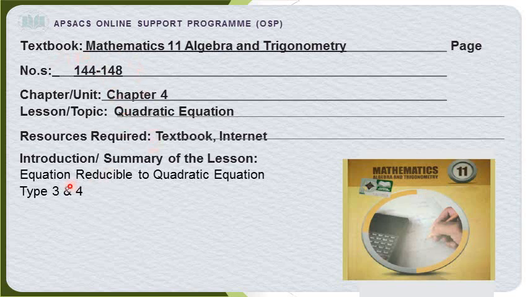Today the topic is equations reducible to the quadratic equation, which is a continuation of the previous lecture. But in this lecture you will learn type number 3 and type number 4. In the previous lecture you learned type 1 and 2. The pages are the same because we are doing the same exercise.